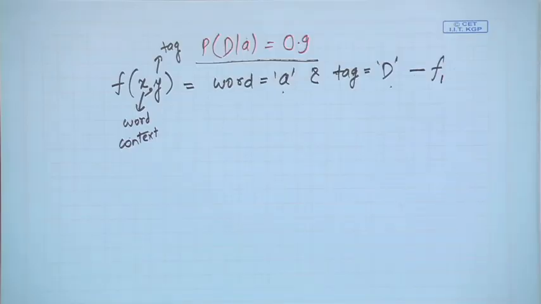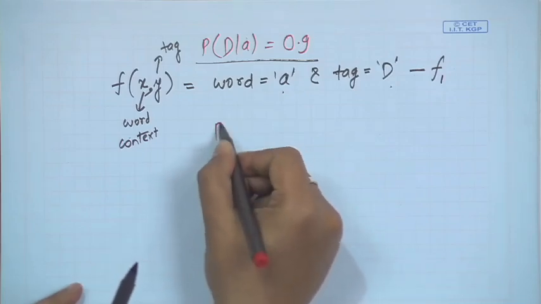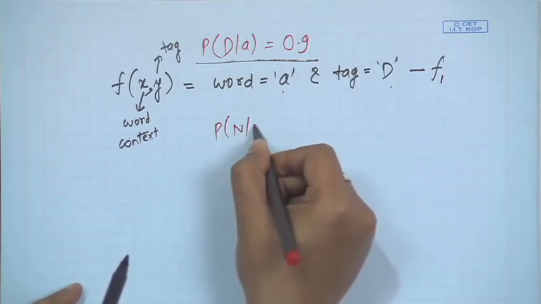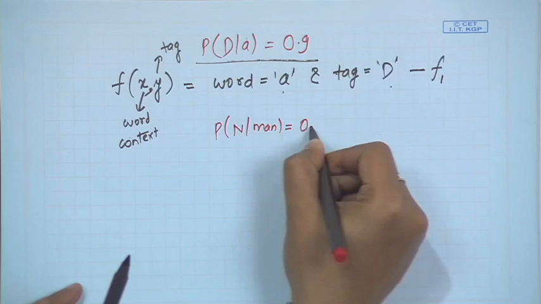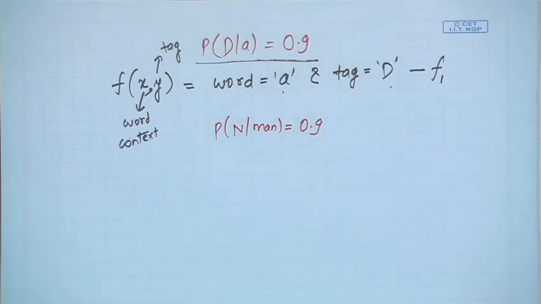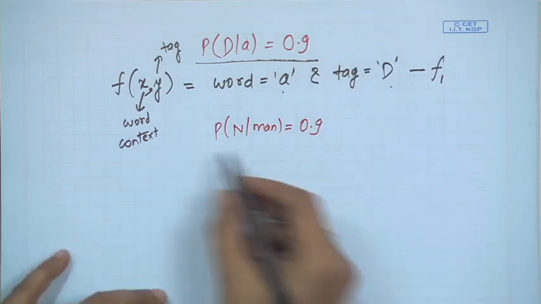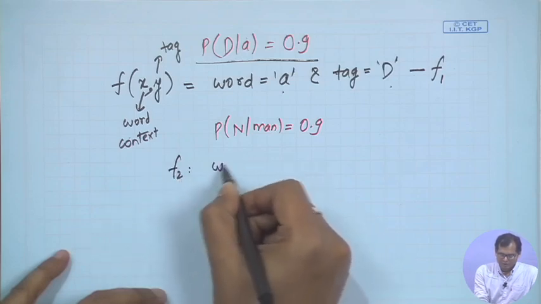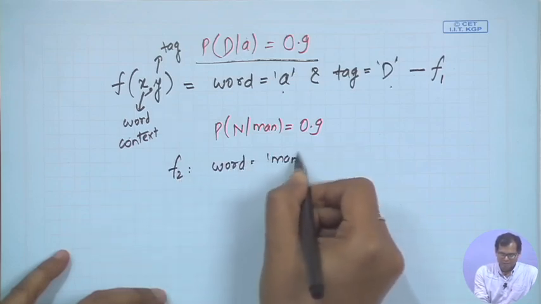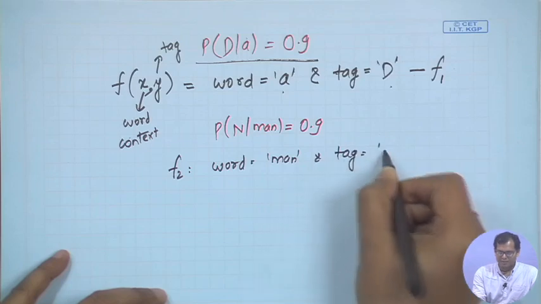So now I have to define some other features, right? And the hint is that 6 features will make my task easy. So that is like sufficient hint. You have 6 possible constraints and you have to define 6 features, one for each constraint. So let's take the second constraint. So second constraint is probability n given man is 0.9. Okay. So for this constraint, what will be my feature? Again, F2 would be word is equal to man and tag is equal to N.